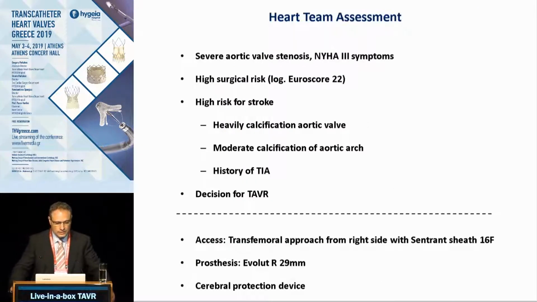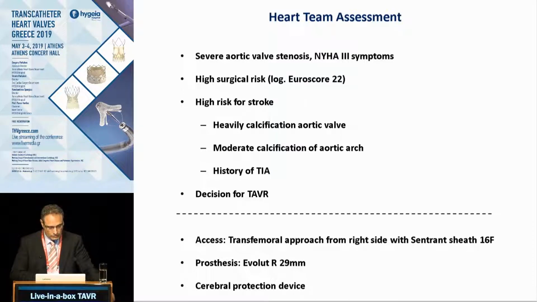So the heart team assessment was that we had to deal with a severe aortic valve stenosis, symptomatic with NYHA classification 3. The patient was characterized as high surgical risk, and at the same time, he has characteristics that make this situation high risk for stroke: the heavy calcification at the level of the aortic valve, the moderate calcification at the level of the aortic arch, and the medical history of transient ischemic attack. So we decided to proceed as a heart team with TAVR.